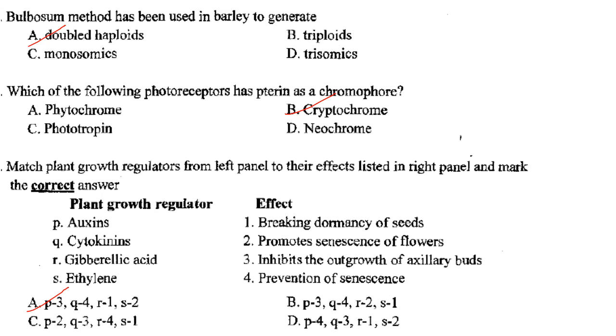Then next one. Match the plant growth regulator from left panel to their effects listed in the right panel. Mark the correct answer. So auxin inhibits outgrowth of axillary buds, P3. Cytokinin prevents senescence. Gibberellic acid breaks seed dormancy, R1. And ethylene promotes senescence of flowers, S2. So answer is option A, that is P3 Q4 R1 S2.